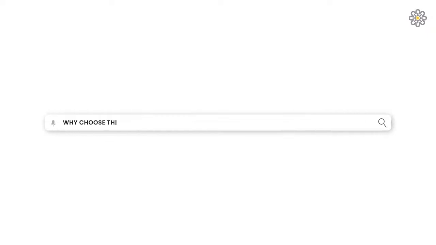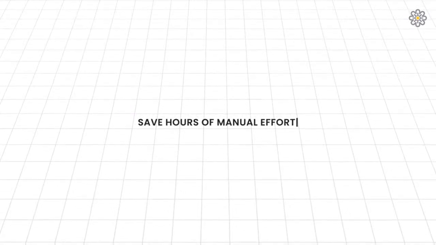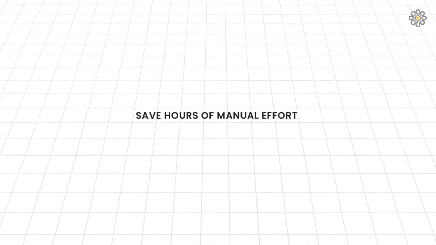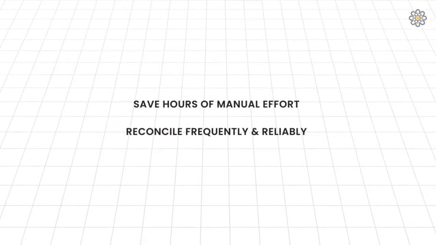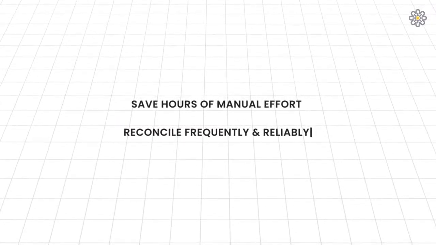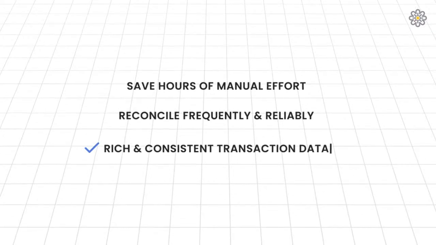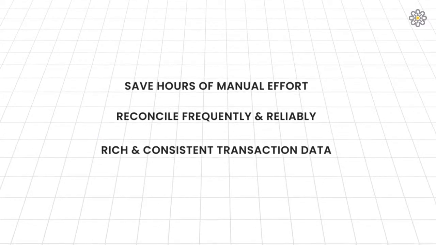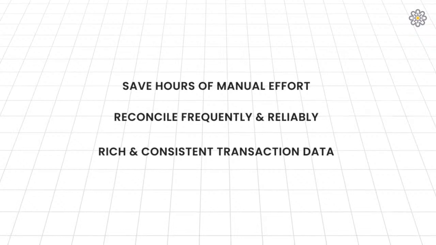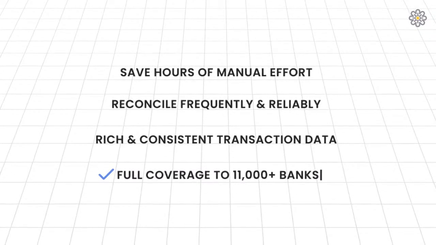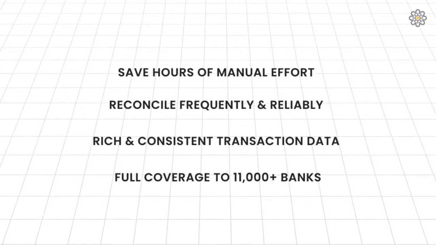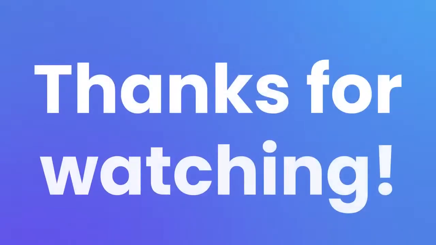So, why choose the AccessPay Sage integration for automated bank statement retrieval? The integration will save hours of manual effort downloading and reformatting statement data. Automated bank connectivity gives you the freedom to reconcile more frequently and reliably without having to re-authenticate through open banking. Access rich and consistent transaction data through a single secure connection. AccessPay leverages Swift to provide full coverage of over 11,000 banks. Thank you for watching.